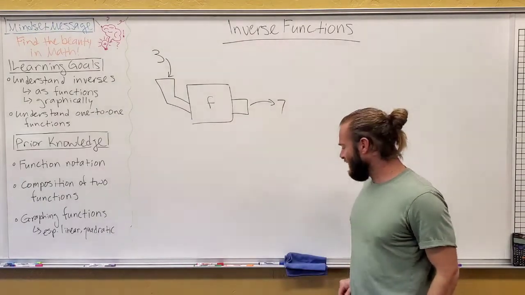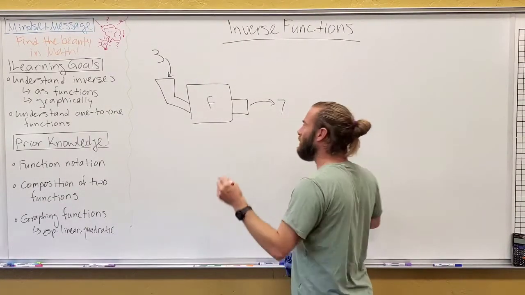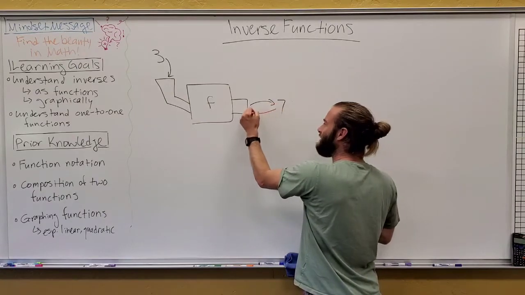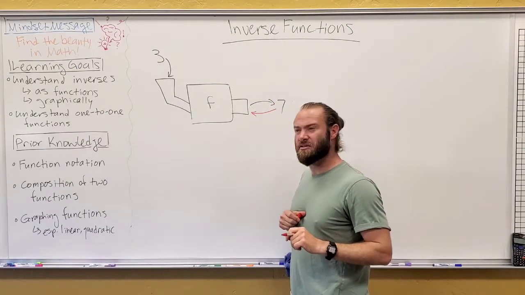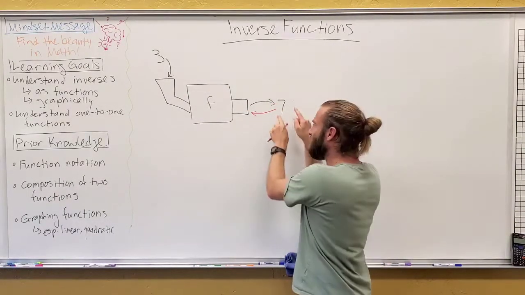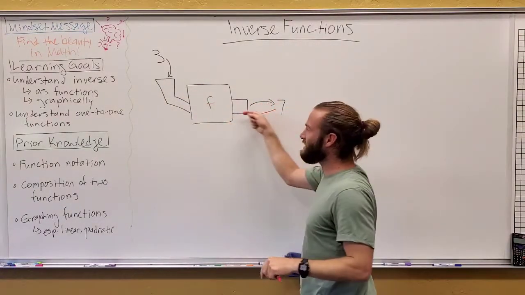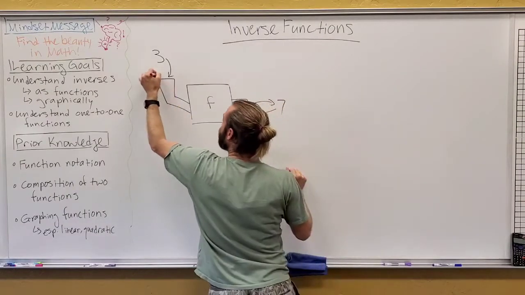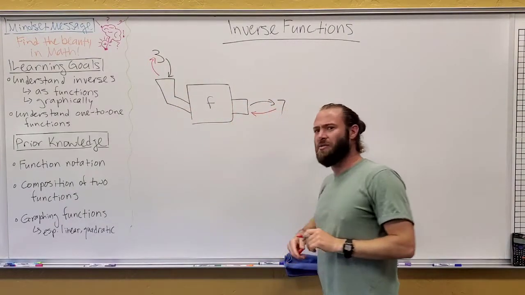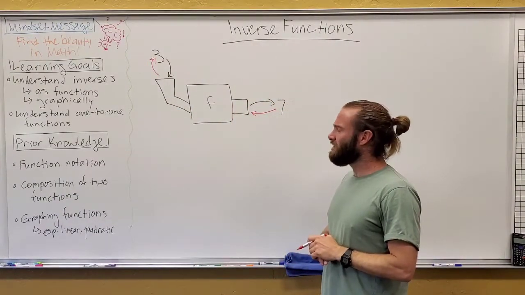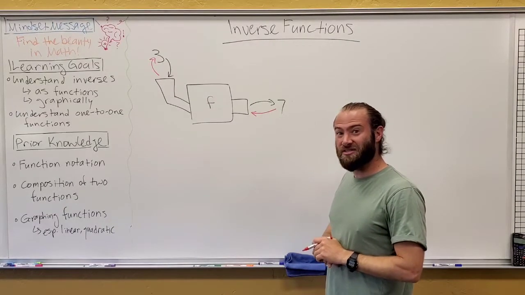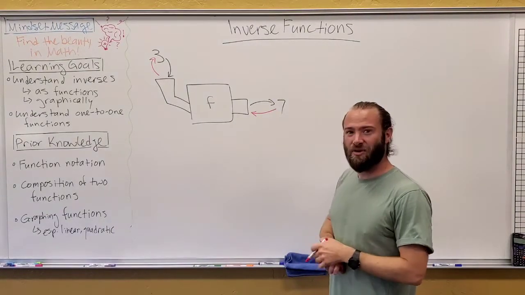But what if instead I want to pass 7 back through in reverse, right? Isn't that the inverse? We start at an output and we reverse the function. What that means is we're passing it through backwards and seeing what comes out. Based on this iteration notation, I'm curious if you have any suggestions for going backwards.